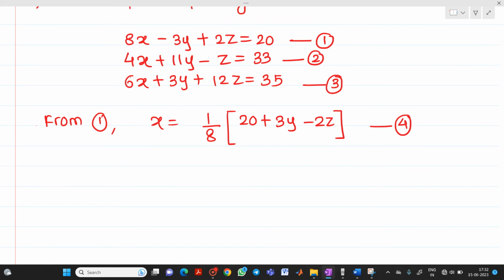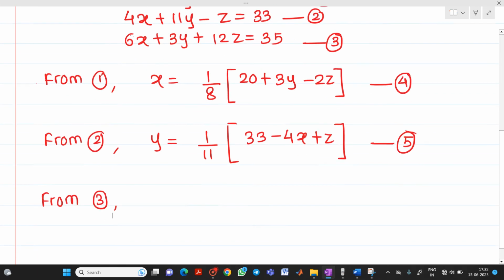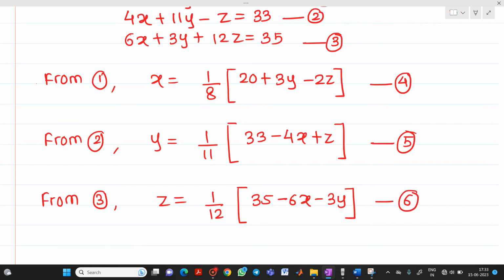Now from equation number 2, I will write the equation for y, which will be equal to 1 upon 11 into bracket 33 minus 4x plus z. Mark this as equation number 5. And from the remaining equation, that is equation number 3, we will write the equation for z, which will be equal to 1 upon 12 into bracket 35 minus 6x minus 3y. Take this as equation number 6.